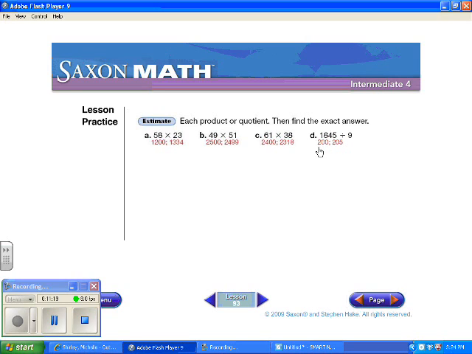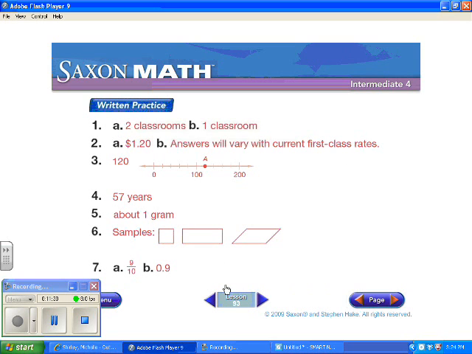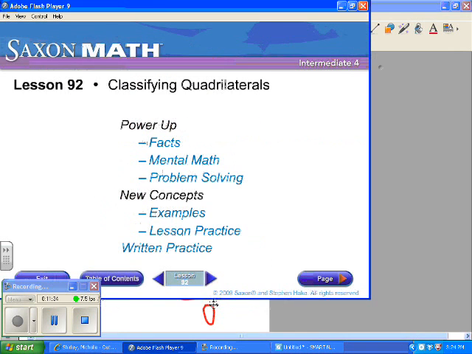Okay, so your estimate should have been 200, and your exact answer should have worked out to 205. And again, if you missed that, just circle it. I'll meet with you to figure out the error in your math. Now let's go back. You may still need to check 92 work.